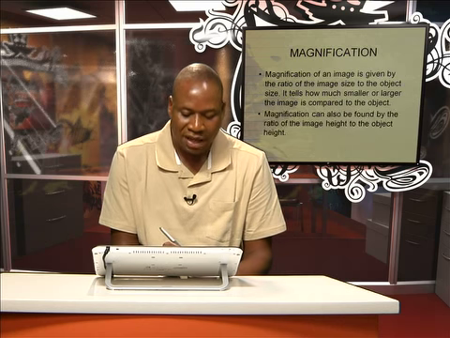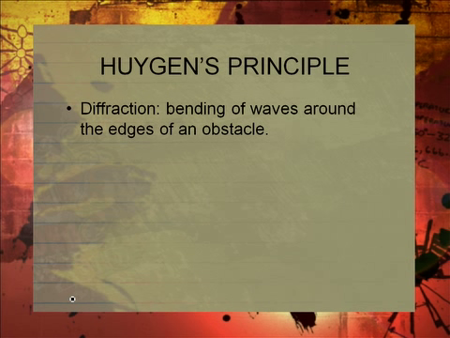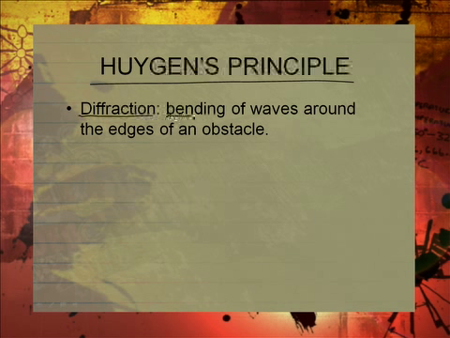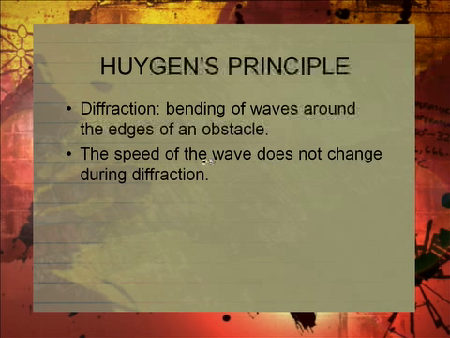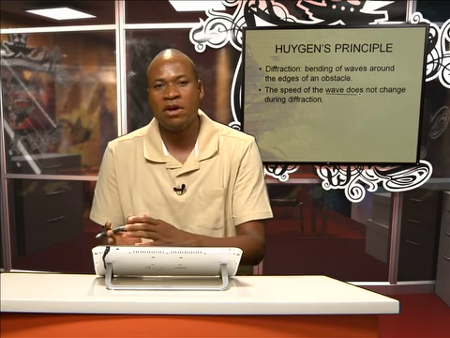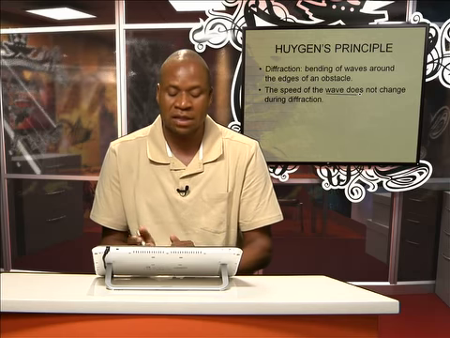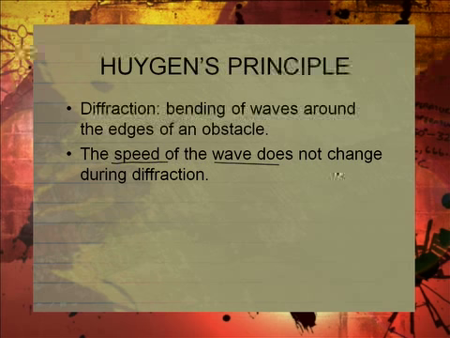Now quickly, let's move on to Huygens principle, and this applies mainly at grade 12 level. Huygens principle is around the issue of diffraction, which is what? The bending of waves around the edges of an obstacle. That is what diffraction is all about. And the speed of the waves, this is what we need to understand. The speed of a wave does not change when the wave passes through an obstacle or bends around the edges of obstacles. So the speed of the wave stays the same, it does not change during diffraction.